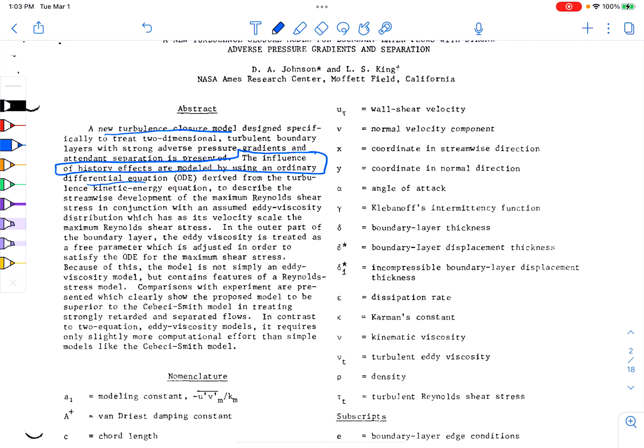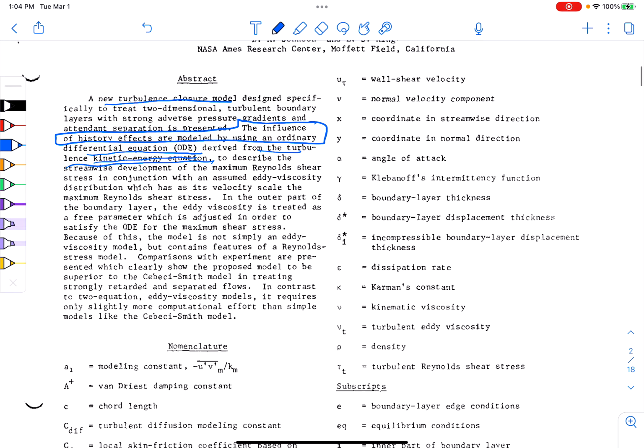And they note that they're introducing this ordinary differential equation, which is coming from the turbulent kinetic energy equation. So remember earlier in the class, we spent a lot of time developing the turbulent kinetic energy equation. So in their developmental papers, they took that equation and tried to reduce it to one single equation just for the Reynolds stress term UV. Okay, and in here they also mention that it has only a little bit larger CPU requirements relative to other models, which is important. So only slightly more computational effort.